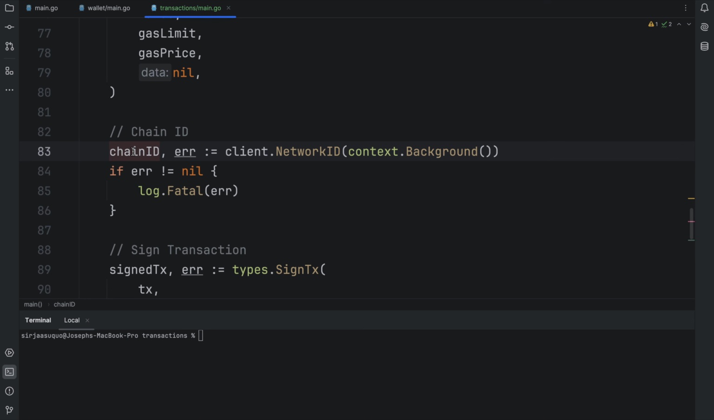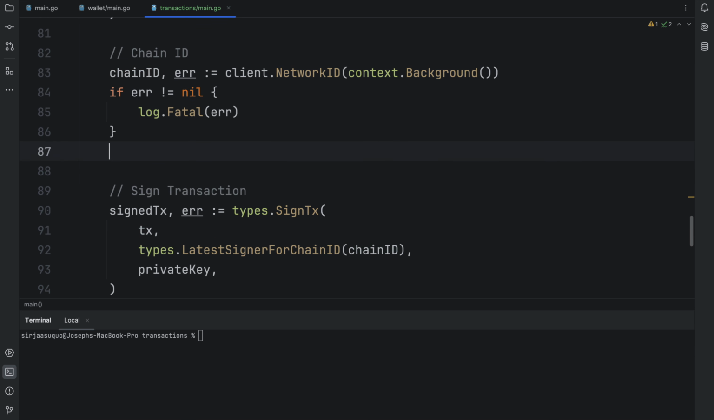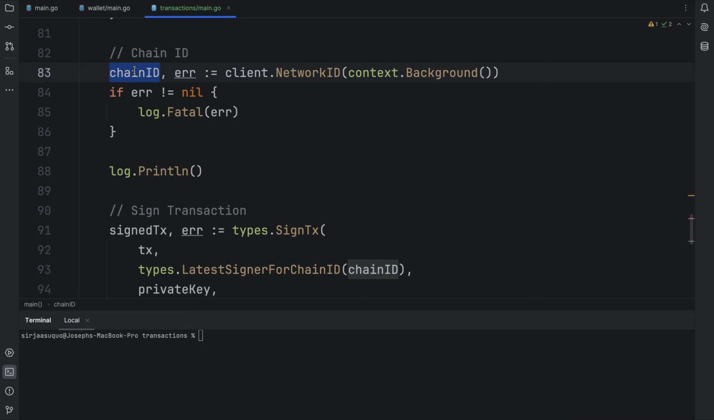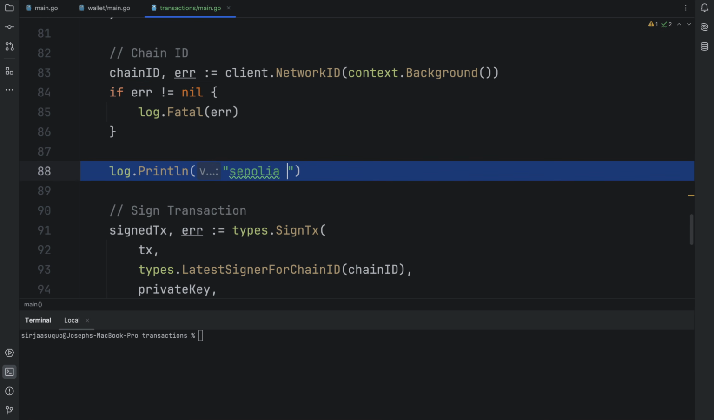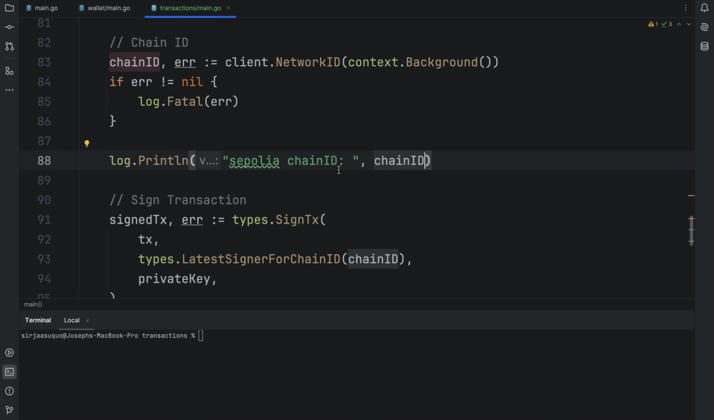And then the chain ID, like I mentioned earlier, tells you which network we are working with. Is it the ETH Sepolia network? Is it the ETH mainnet network? So if you want to have the ID, you can log it here so you can see the chain ID for the Sepolia network, right? Sepolia chain ID, so we can just see the Sepolia chain ID.